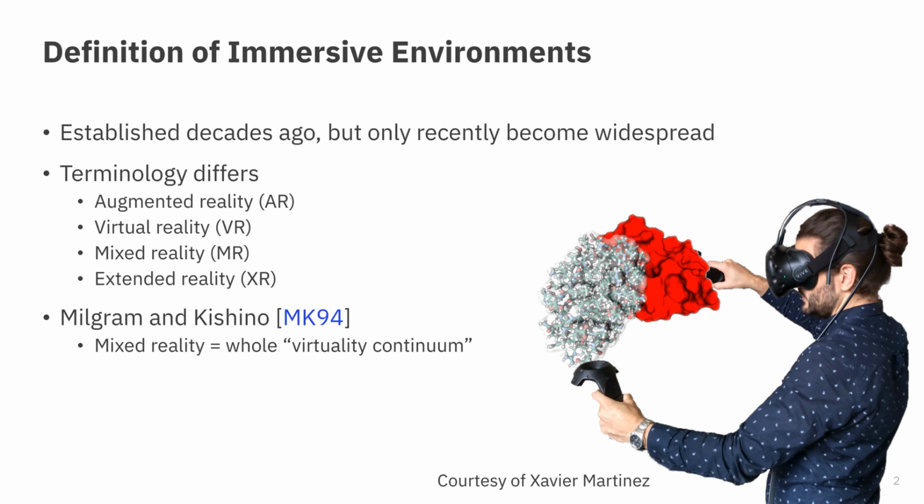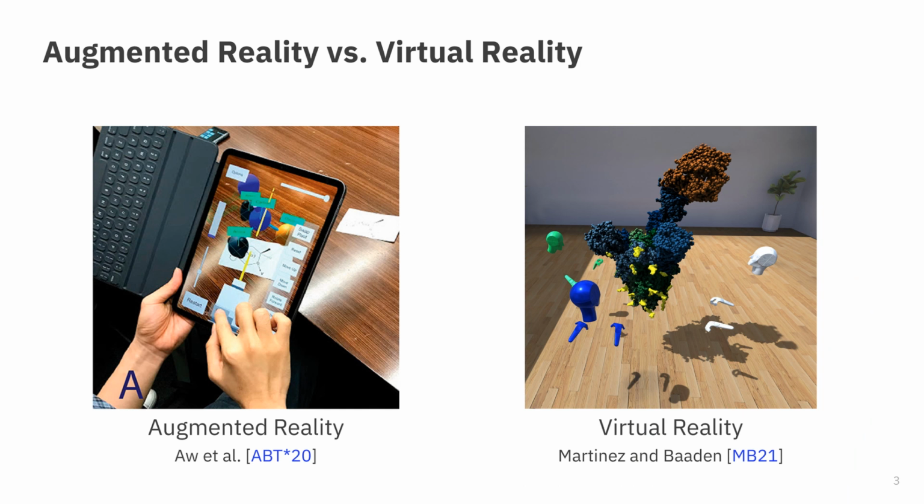To avoid misunderstandings, we stick to the definition by Milgram and Kishino, who proposed to use the mixed reality for the whole virtuality continuum between the augmented and virtual reality. In this context, augmented reality describes techniques that combine digital information with the real world, and virtual reality refers to the techniques where the user is put into a purely virtual and fully immersive environment.